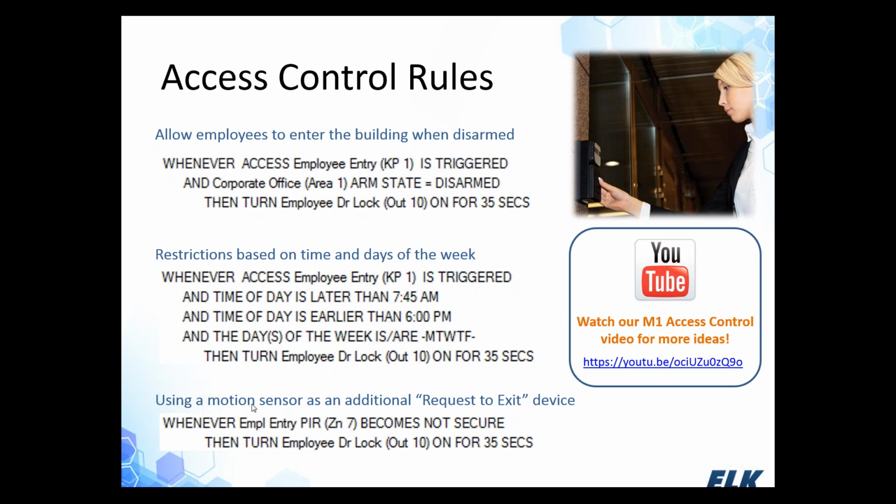Now you can also use a motion detector connected to a zone as a request to exit. So whenever the employee entrance PIR zone 7 becomes not secure, then turn that door lock output 10 on for 35 seconds. We've done a couple other access control videos and webinars over the years, and you can view those on our YouTube channel.